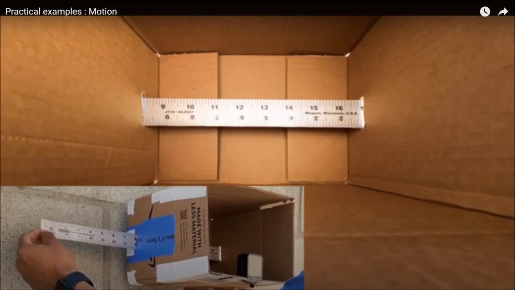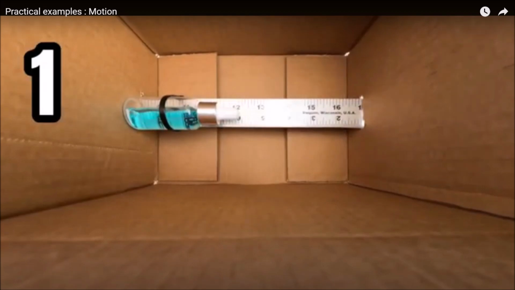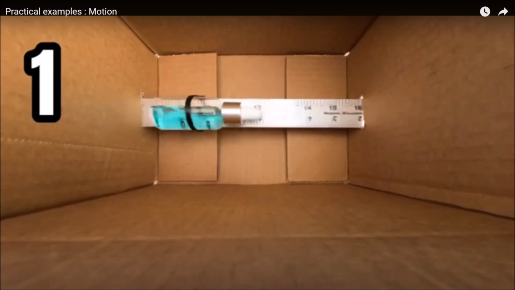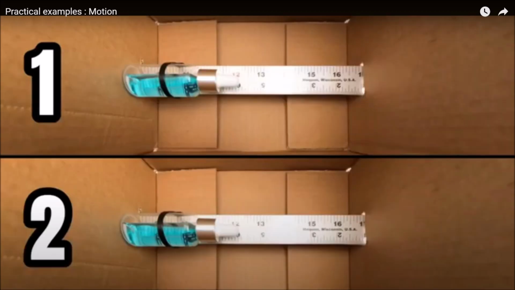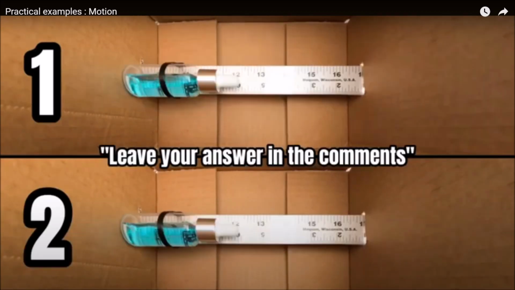However, if I was to attach a simple accelerometer to the ruler, then we will know if it's the ruler moving or the reference frame without having to observe it from the outside. Which ruler would you bet is the one accelerating? 1 or 2?